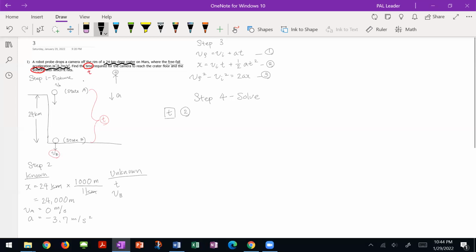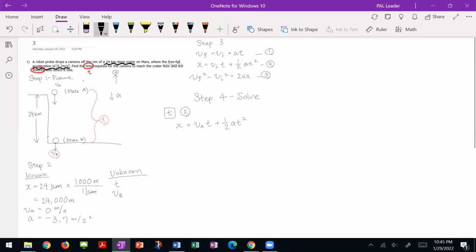So I think we can use number 2. So I'm going to rewrite that here. The distance that we travel is equal to the initial velocity. In our story, we call that VA, right? So VAT plus half of the acceleration and how much time we traveled. I am now going to put in my variables.